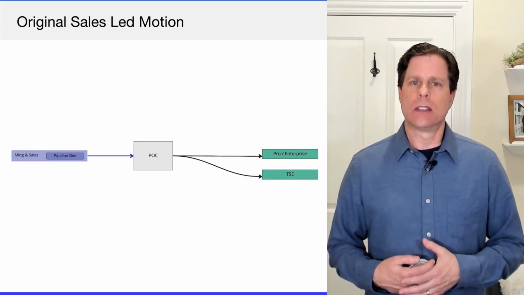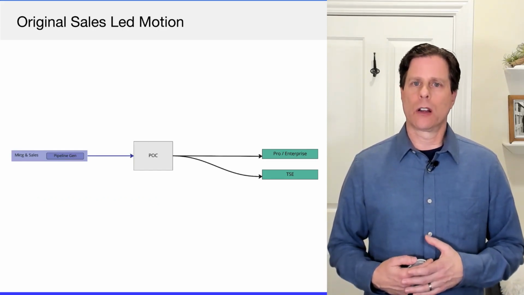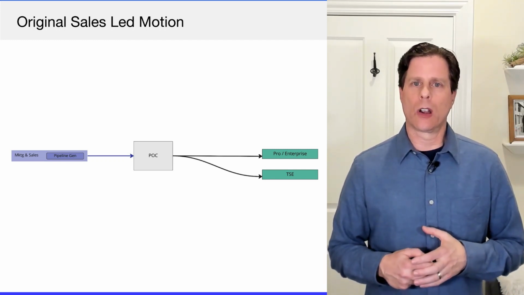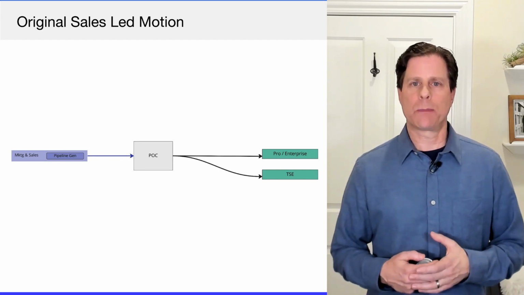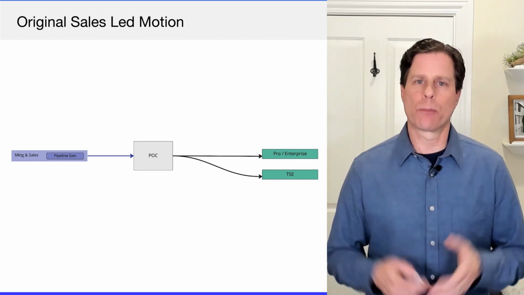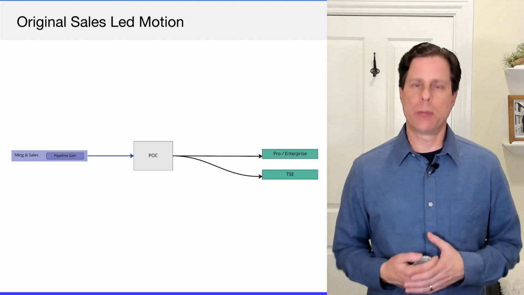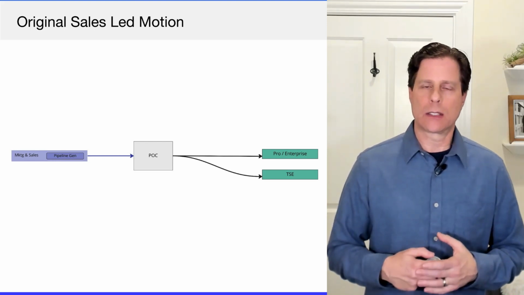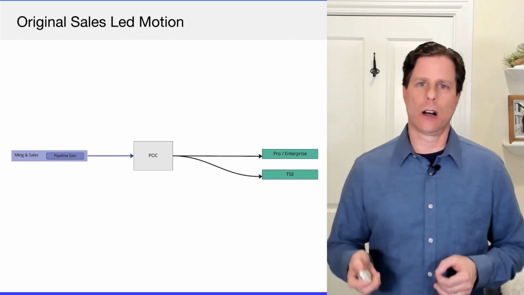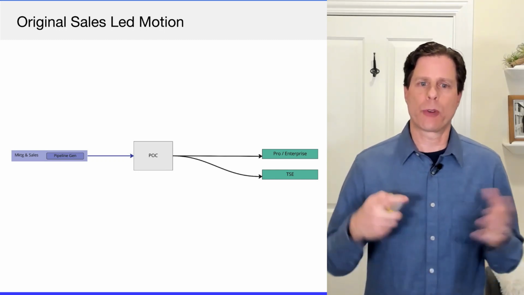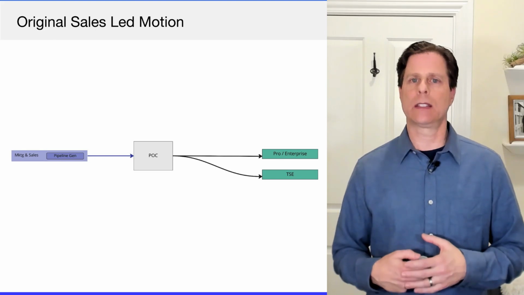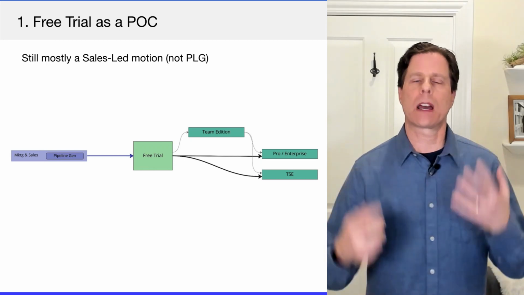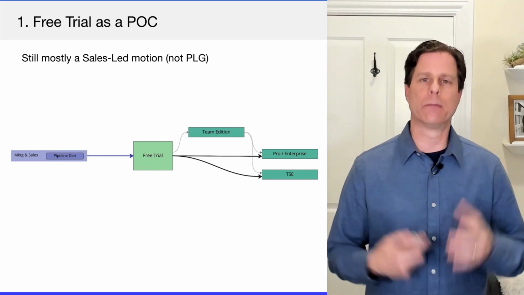As context, this is a quick diagram of our classic sales-led motion, where marketing and sales are identifying and qualifying prospects, and once qualified, they put them into a proof of concept, which means spinning up a POC cluster, and then work with that prospect throughout the entire POC, ultimately focusing on closing them into a Pro or an Enterprise or a TSC sale.